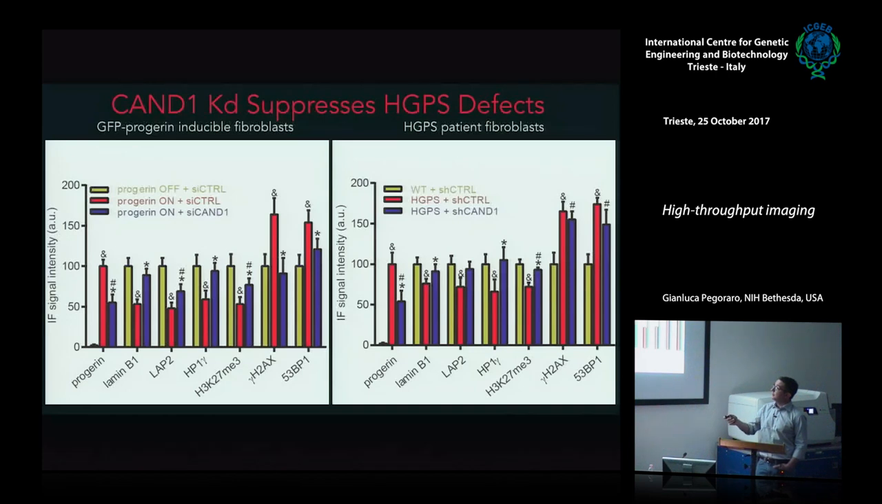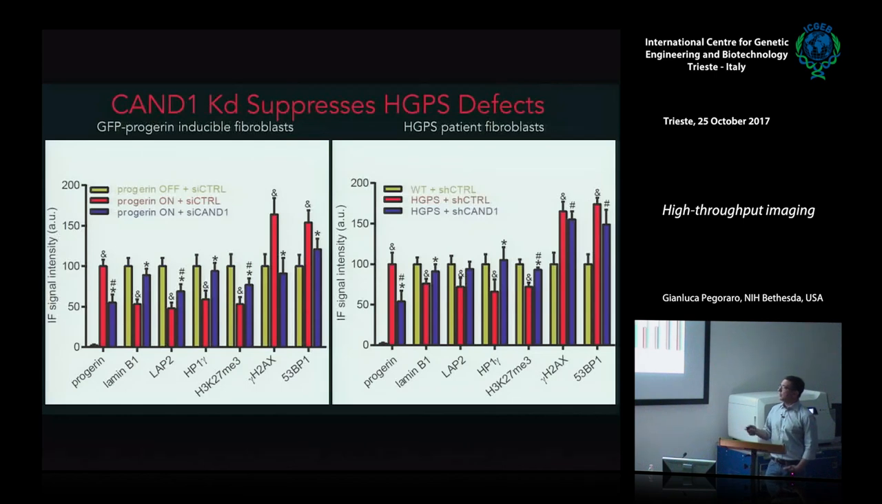In the normal cells expressing GFP-progerin. More importantly, though, knockdown of CANDY-1 actually reversed the effects of progerin in actual patient cells.